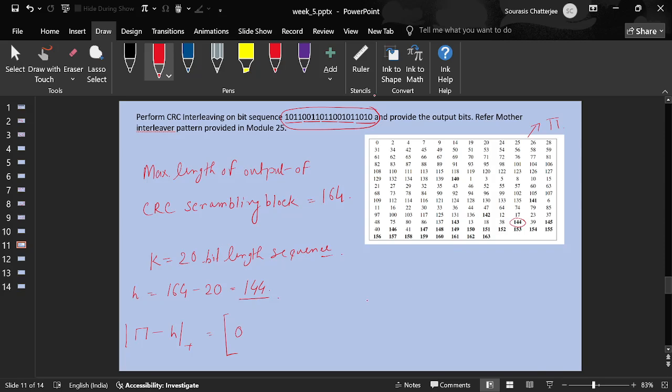So this will come as 0, then comes 145, that will be 1, then 146, 2, then 47, 48, 49, 50, 51, 52, 3, 4, 5, 6, 7, 8, 9.